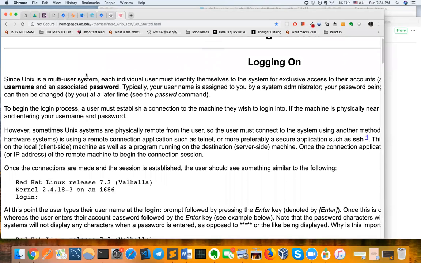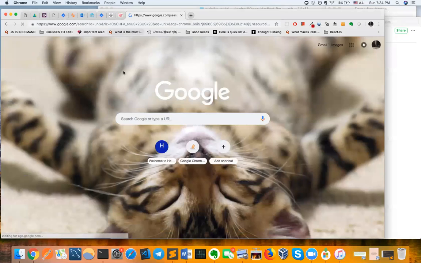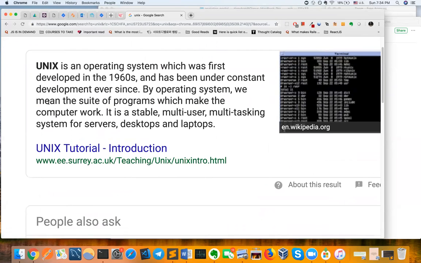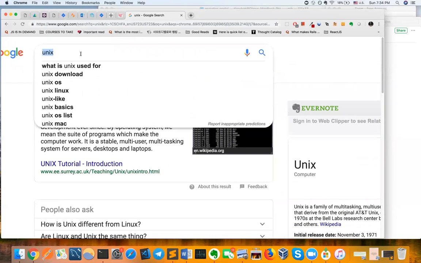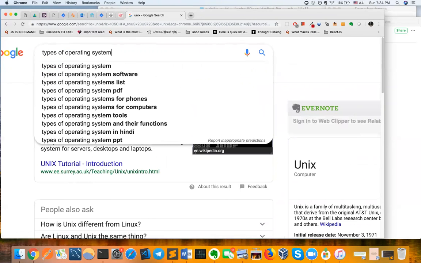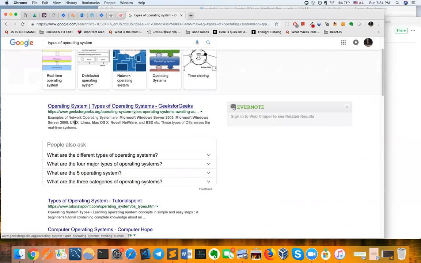So here we go. Since Unix is a multi-user system, so Unix is an operating system. So if we Google Unix, Unix is an operating system which was first developed in 1960, has been under constant development. By operating system, we mean the suite of programs. There are many types of operating systems. So you have Unix, Linux, macOS, Novell NetWare, and BSD, Microsoft Windows.